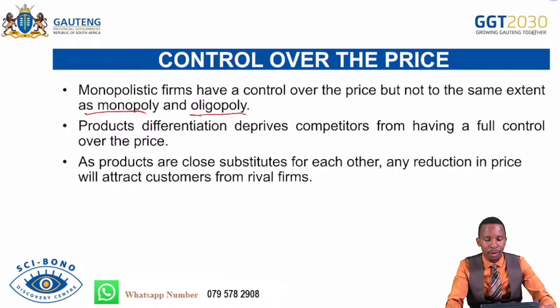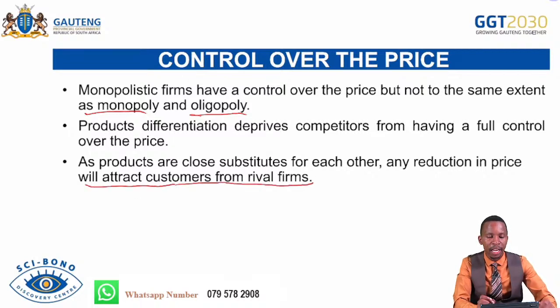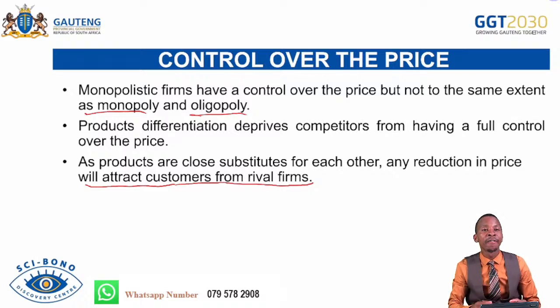As products are close substitutes for each other, any reduction in price will attract customers from rival firms. Since these goods can replace each other very easily, if one firm decreases the price, consumers will always be attracted to flow to the competitor that is selling at the lower cost, because their goods are satisfying the same utility. And if one firm increases the price, consumers are very quick to react by demanding less of that particular product and more of the alternative product from other firms that is still selling at the lower cost.